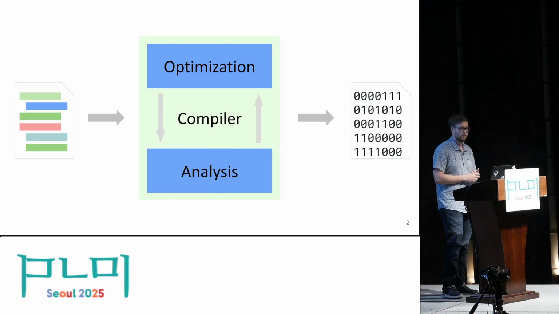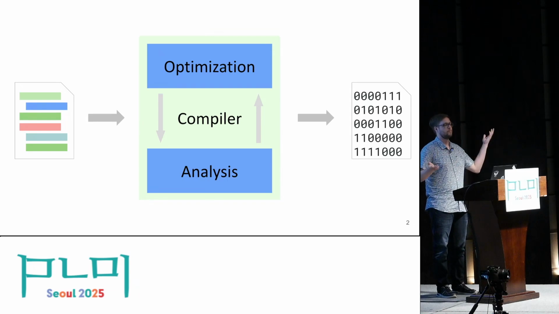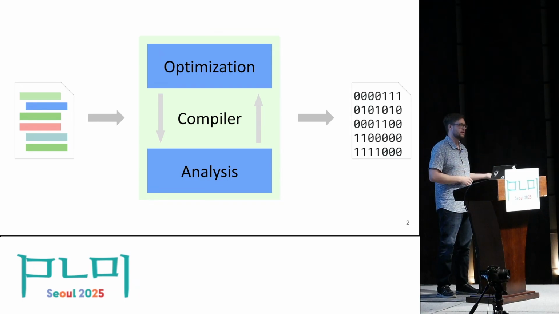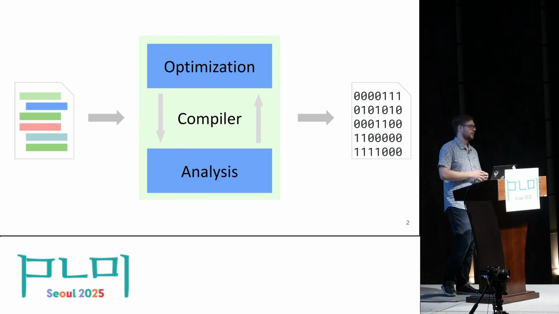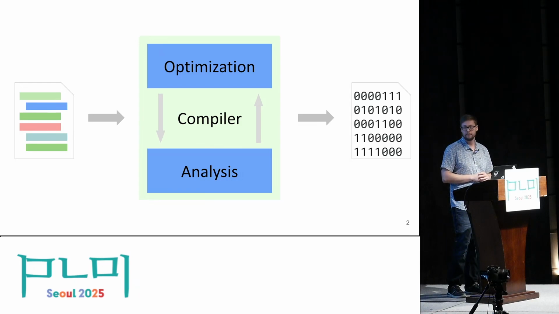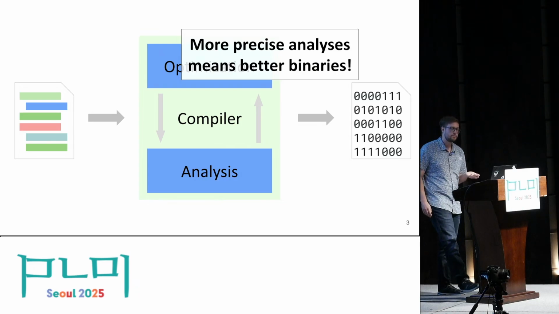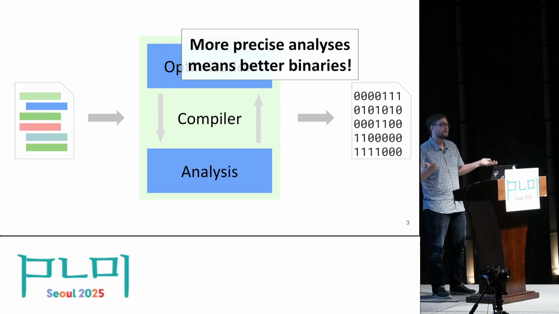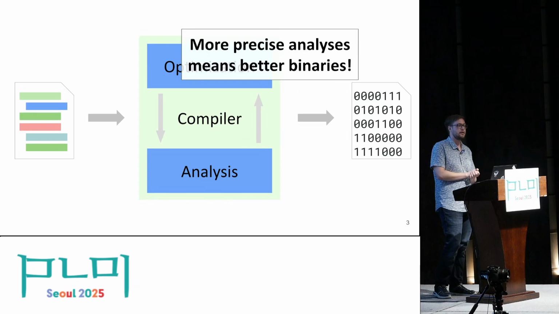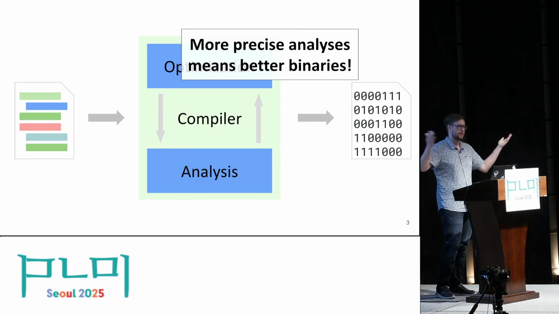This is usually done through an analysis framework. This analysis framework derives program facts like two pointers don't alias, and then the optimization can take these program facts and, I don't know, vectorize some matrix-matrix multiplication. Now there's this intuition or assumption in the community that if we have a more precise analysis, one that gives us more information, then we will have better binaries, right? And that's really intuitive, because more information means more optimizations, and more optimizations means a better world, right?